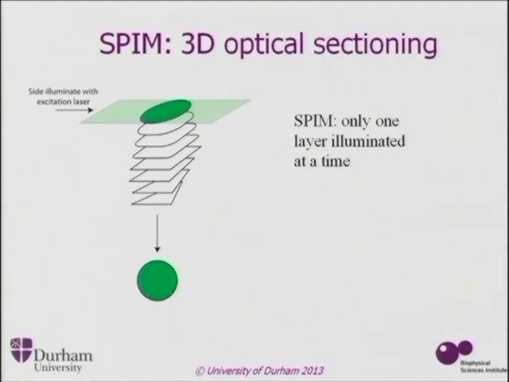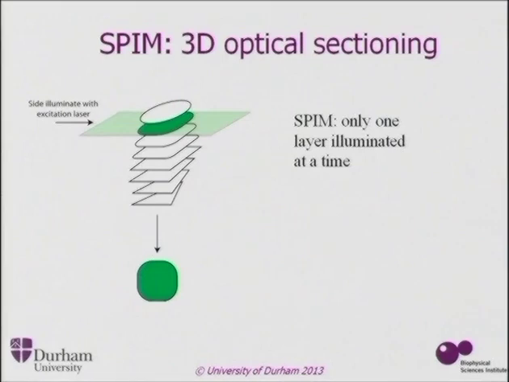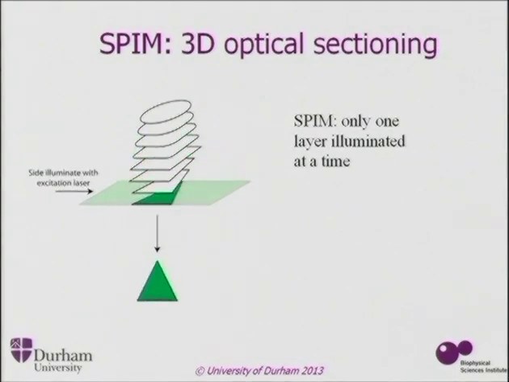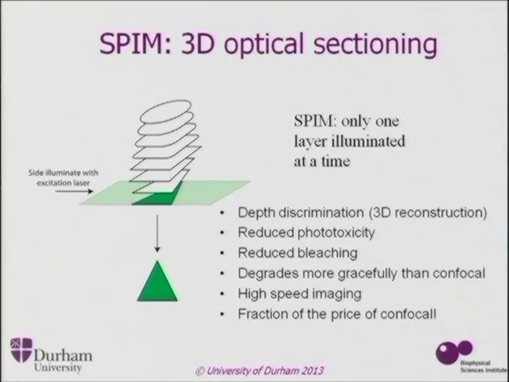So let's say this is my zebrafish, and I put a flat sheet of light in from this direction, and then I look here. All I am illuminating is a single optical section there. I'm looking along this axis. As I move my sample through, I can illuminate each individual layer, one at a time. So again, I can build up a three-dimensional image.